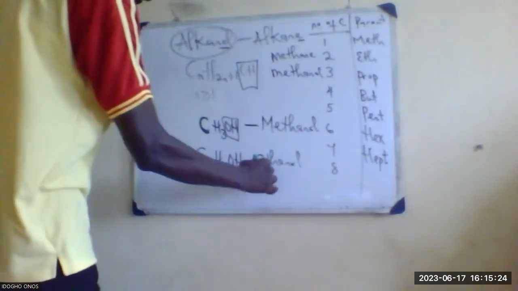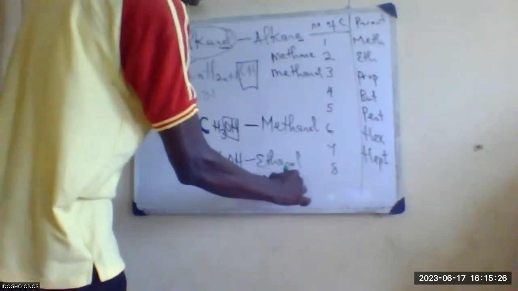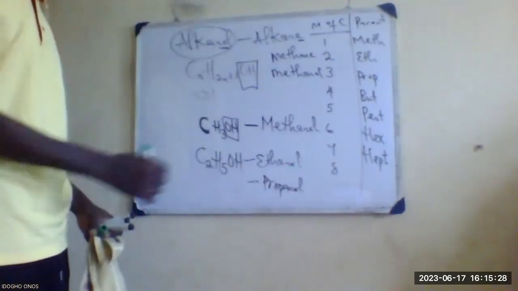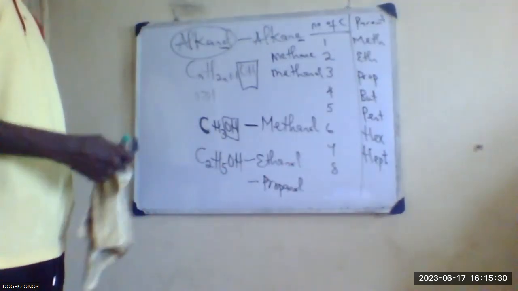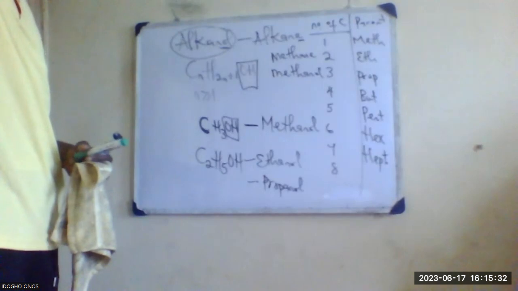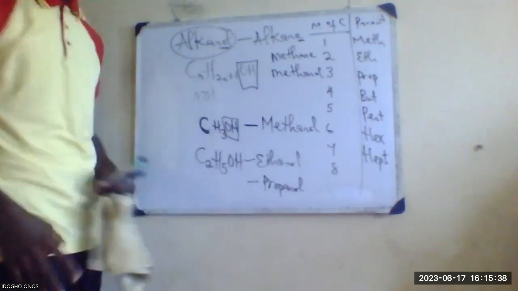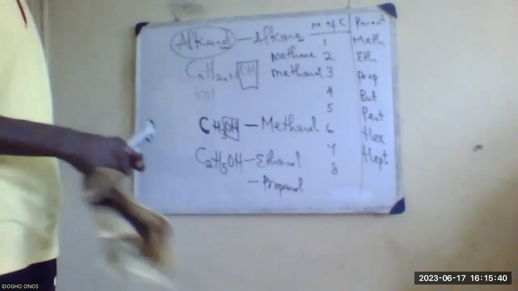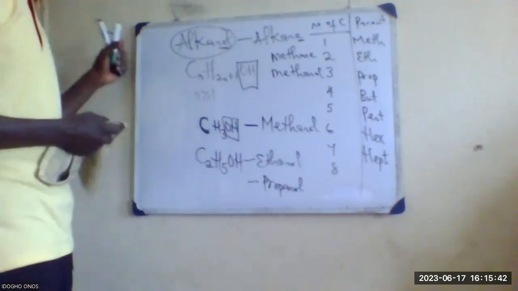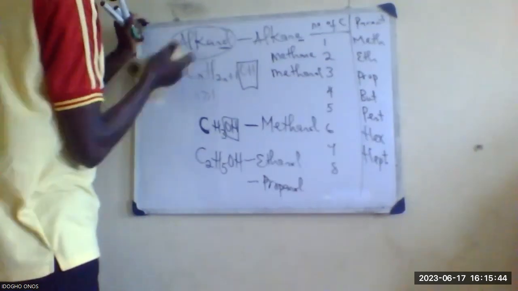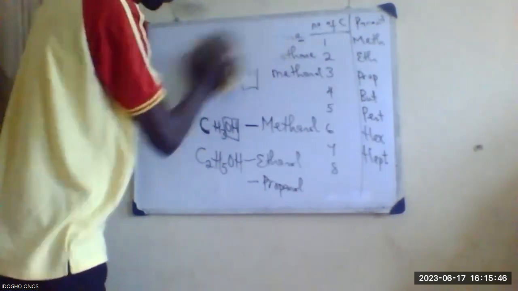Then the next would have been propanol, butanol, and the rest. By the time we get to IUPAC nomenclature, we'll understand and begin to tweak its names a little bit. So for now, let's build up from here. So this is for alkanols.